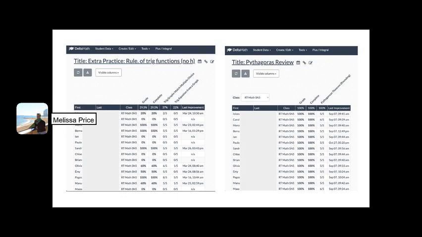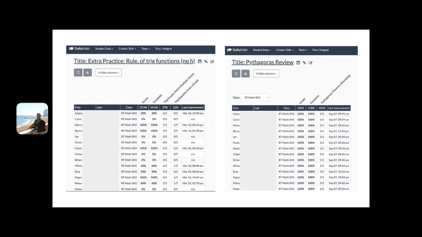Here's an example of Delta Math. This platform shows the percent complete. So it allows you to look in and see who might have struggled with the activity and not completed any work. It also allows you to go into each individual student to see what they might have struggled with.